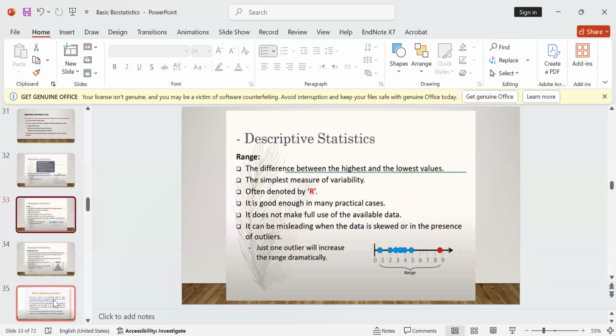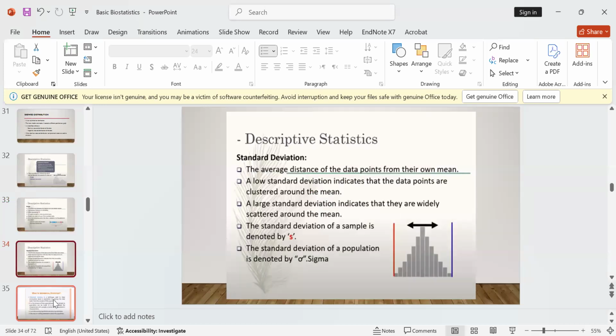Range is the difference between the highest and the lowest values. It is the simplest measure of variability, often denoted by R. It is good enough in many practical cases, though it does not make full use of the available data. It can be misleading when the data is skewed or in the presence of outliers.